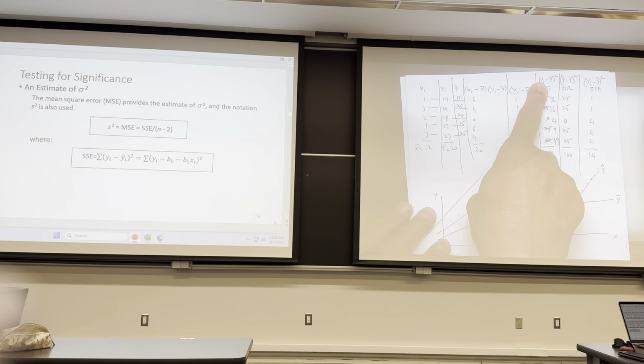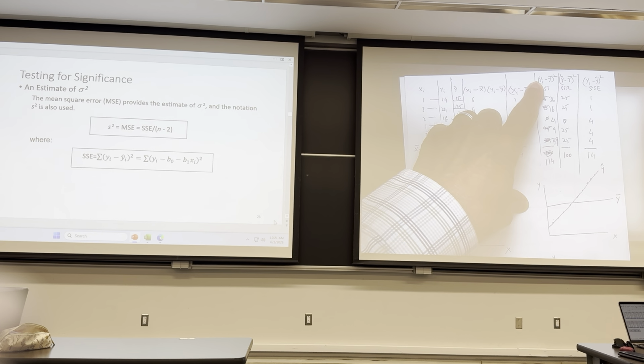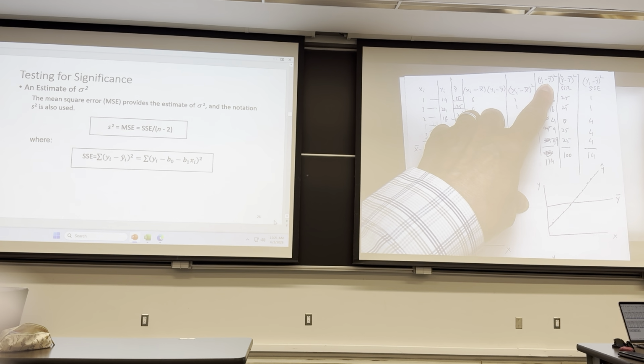Can you tell me what this y minus y bar square is? It is the sum of square errors around the mean. Y bar is the mean. From each y value, you are subtracting the mean value, and then squaring.